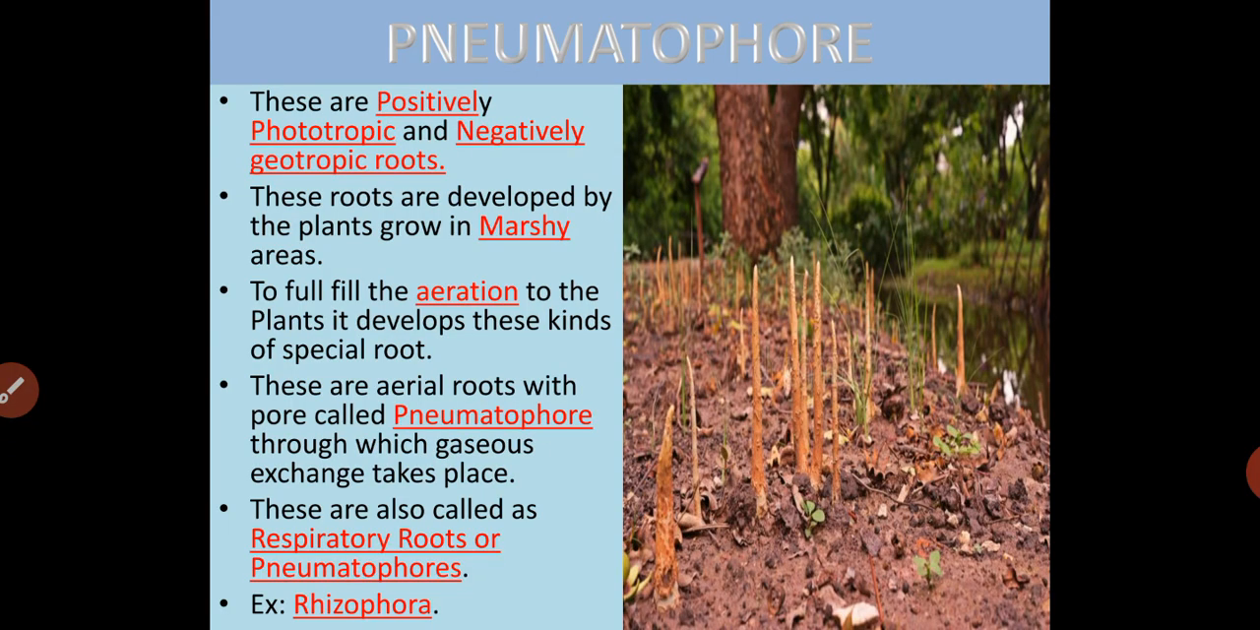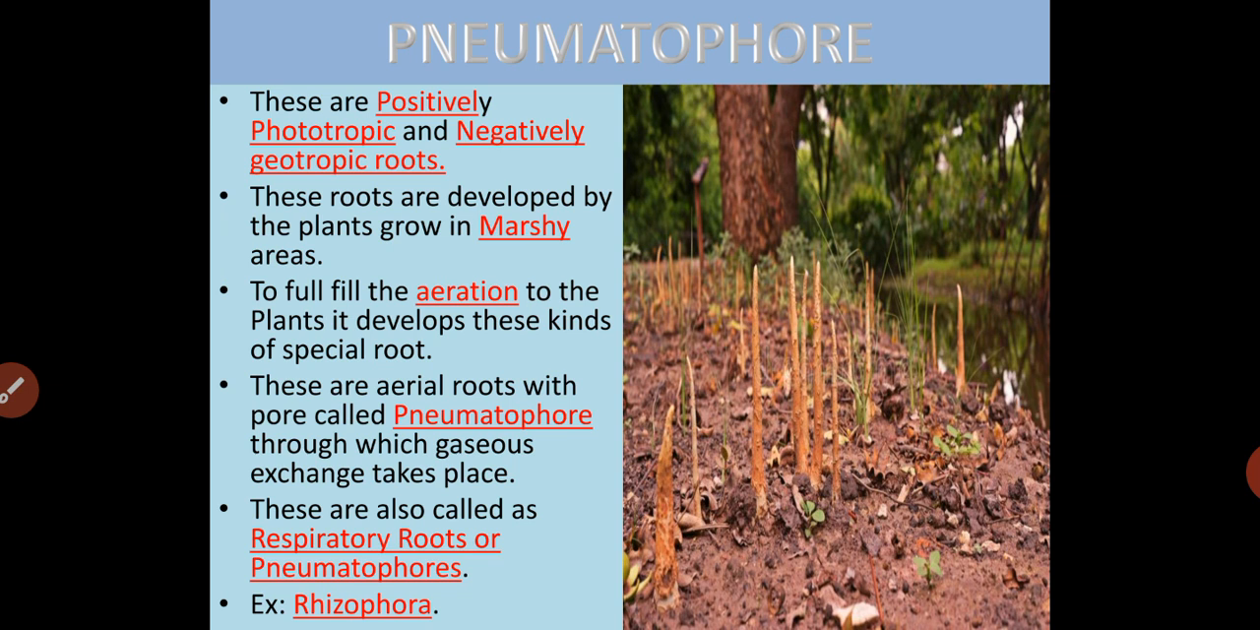Nematophore or the respiratory roots. These are positively phototrophic and negatively geotrophic roots. These roots are developed by the plants which grow in marshy areas. To fulfill the aeration to the plants, they developed these kinds of special roots. These are aerial roots with pores called the nematopore, through which gaseous exchange takes place. These are also called respiratory roots or the nematophores.